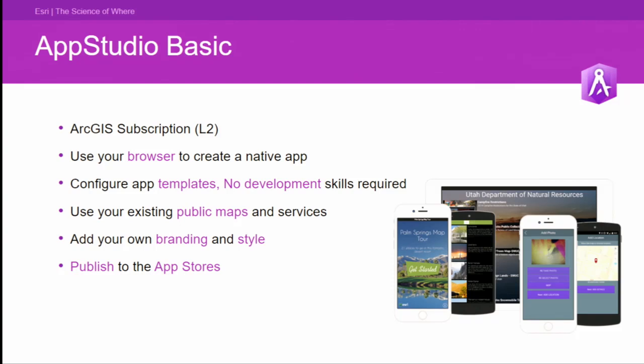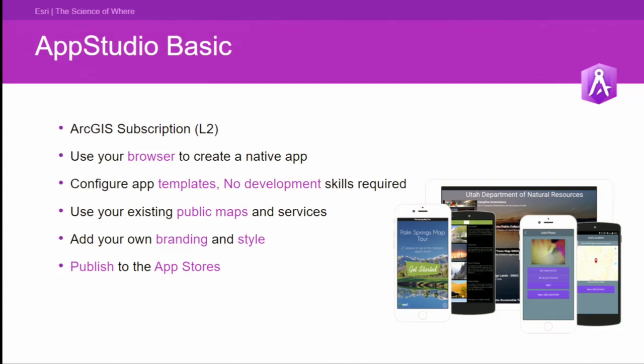You do this by configuring one of our 3 templates with your map, and say there's no development required. And with your maps and data and images, you configure your template. One thing is that these must be public maps and services. So with AppStudio Basic and building an app using that, these must be public services, and the app must be available, given to the public. But it allows you to add your own branding and style, and then publish these into the app stores. AppStudio Basic is really focused on taking public maps and being able to create your own app and put those into the app stores for people to access.